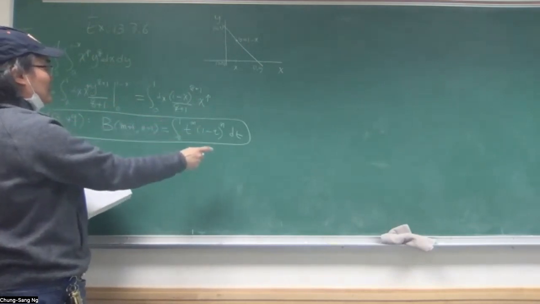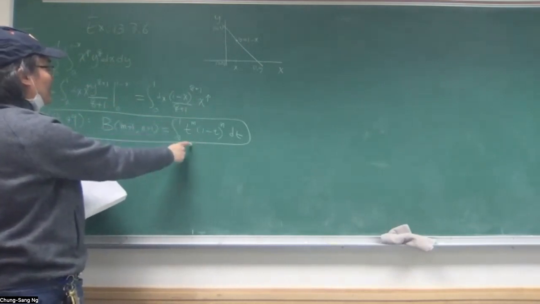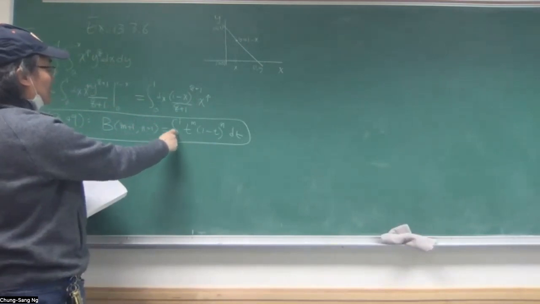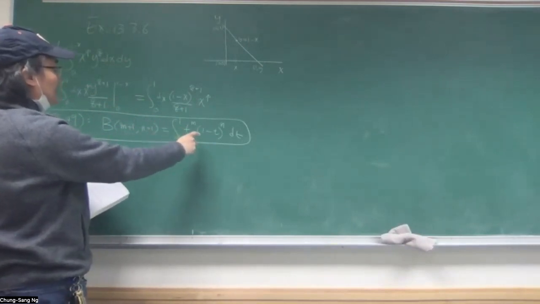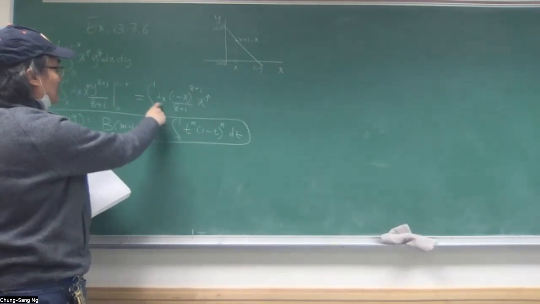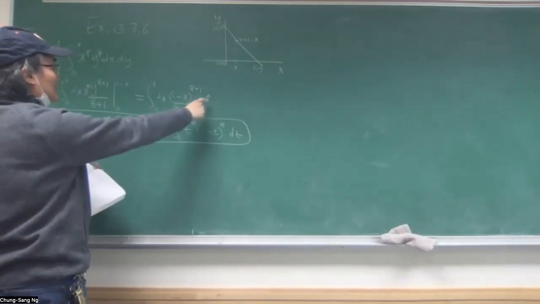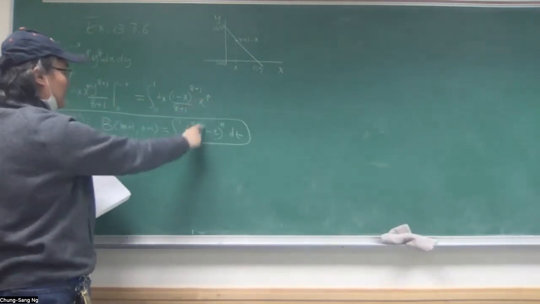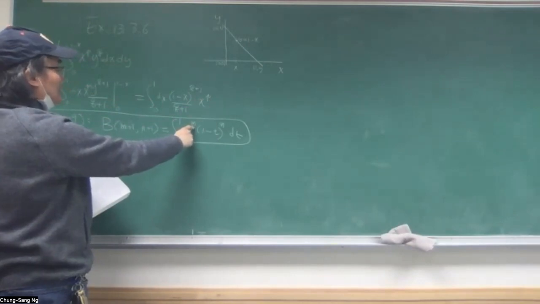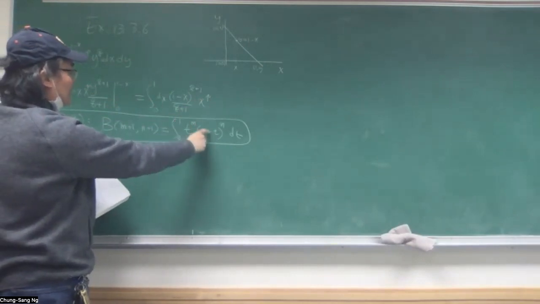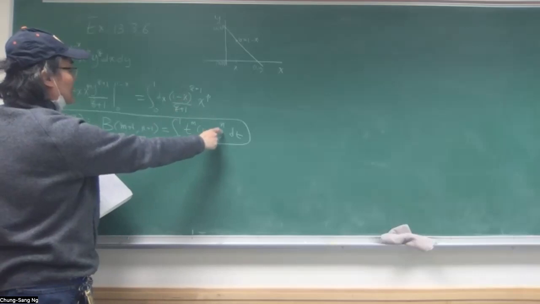All right, so finally, comparing this with that. We integrate from zero to one, and the integration variable is to the power p, this is power m, and this is one minus x, one minus t, to the power q plus one, this is power n.